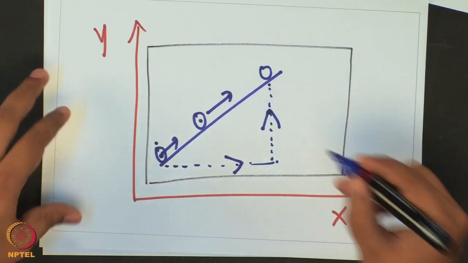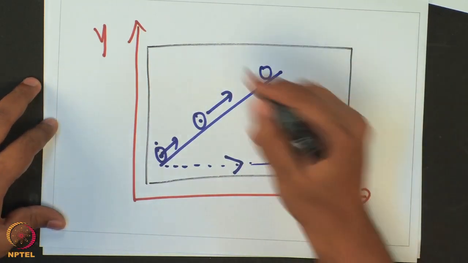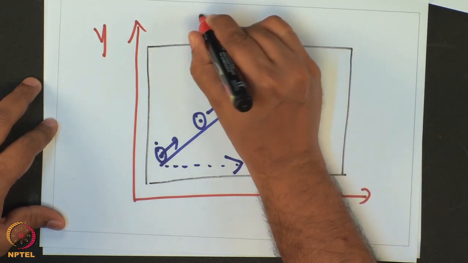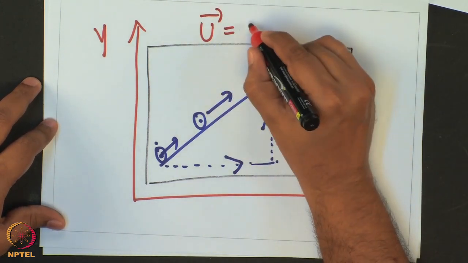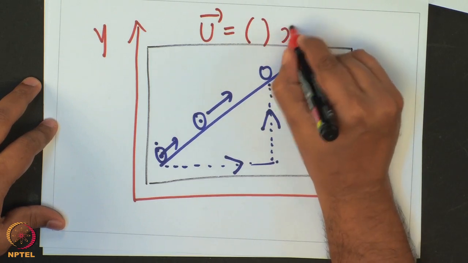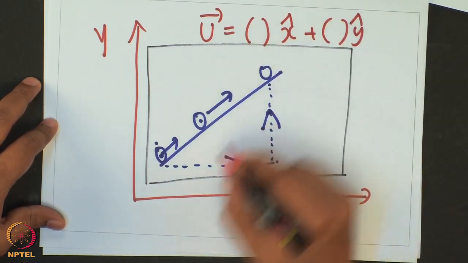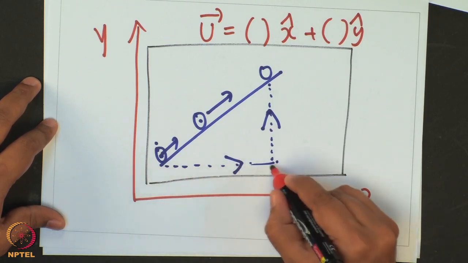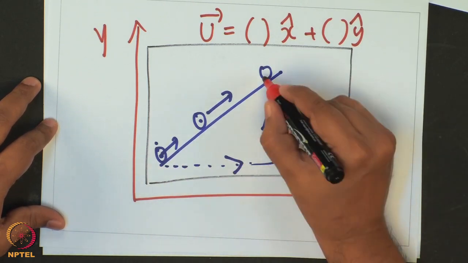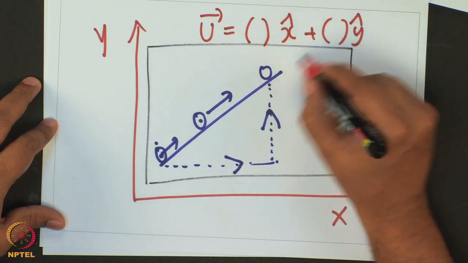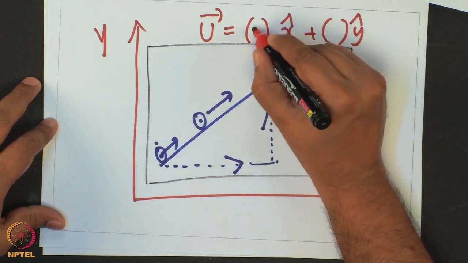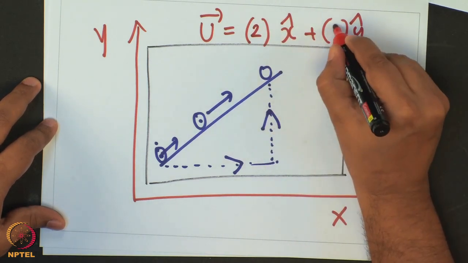So then we would say that this has some velocity v, which is some amount of motion along the x direction and some amount of motion along the y direction. It moves a little bit. If you go a little bit along the x direction and a little bit along the y direction, I would get this y. So this is the magnitude, which I would put, let us say, as 2 and 5.